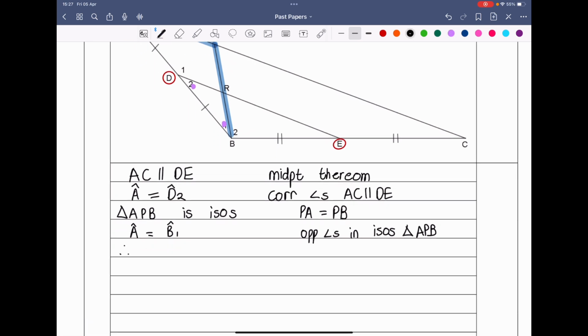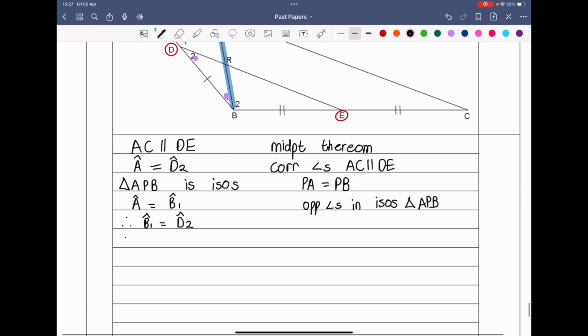So I'm going to say therefore angle B1 equals angle D2, and therefore triangle DRB is isosceles, and that's because of opposite angles being equal.